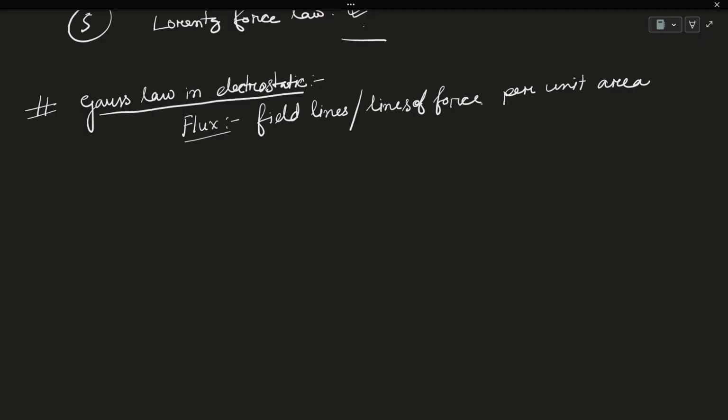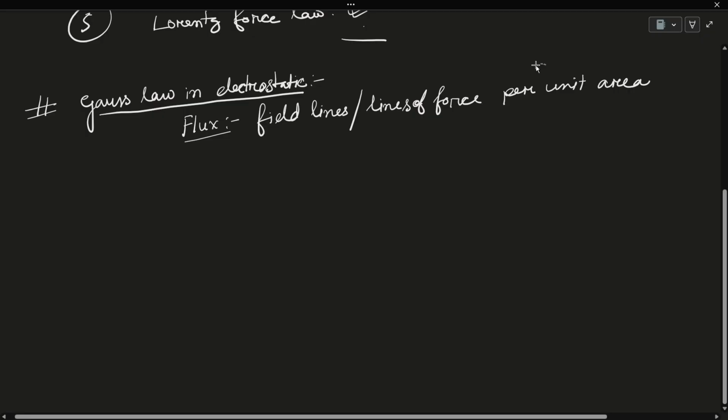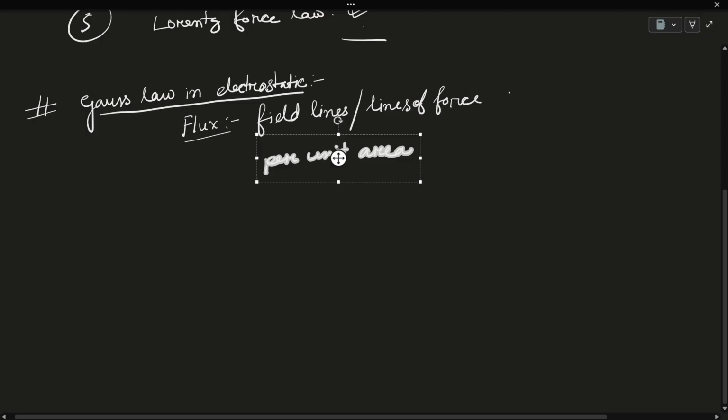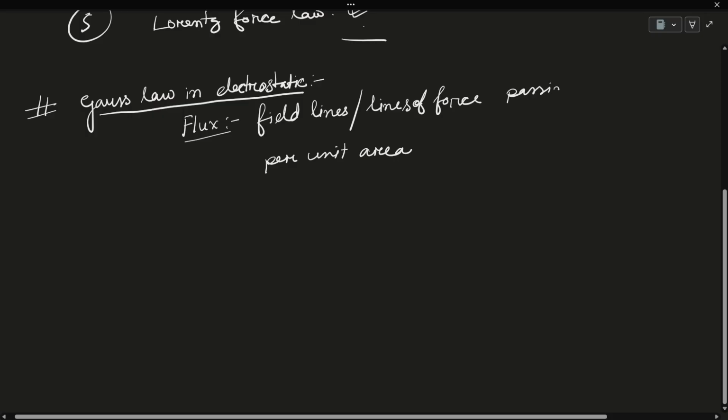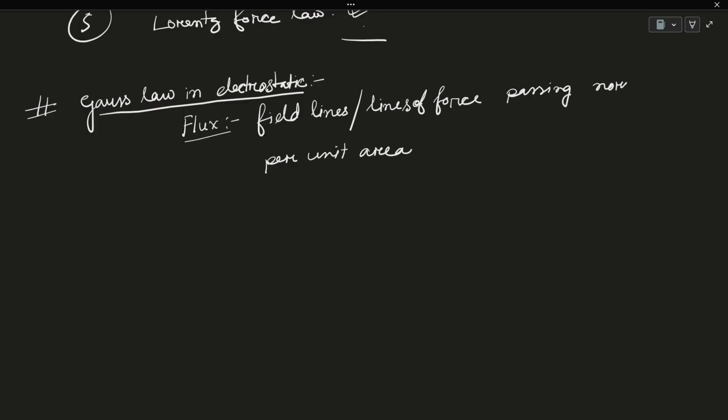I want to add one word here: passing. Flux is lines of force passing normally per unit area. So flux means field lines per unit area, and the field lines must pass through it normally.